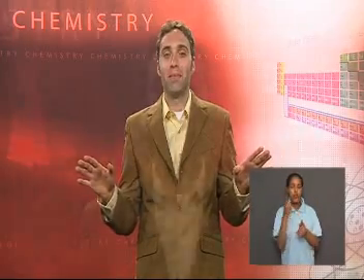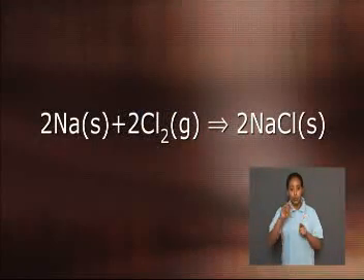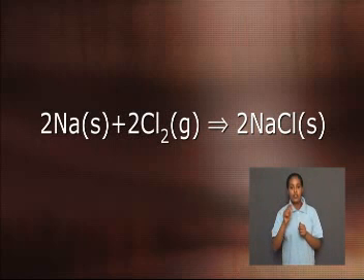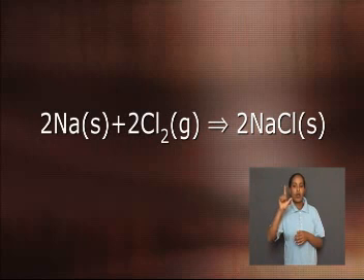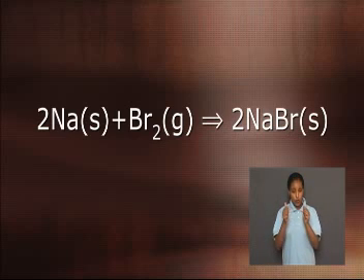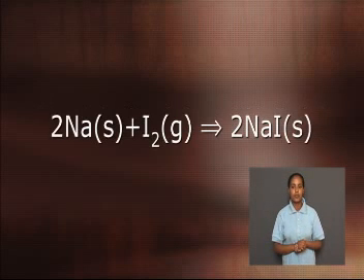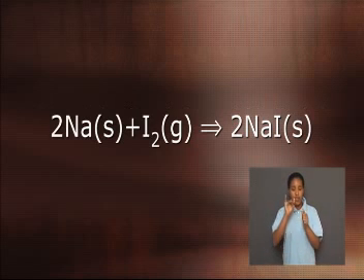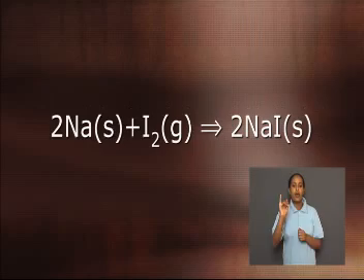Hello, everyone. I am sure that your chemical equations are all balanced and correct. Let us go through them together so you can check your answers. When sodium reacts with chlorine, it forms the product sodium chloride. When sodium reacts with bromine, the product sodium bromide is formed. When sodium reacts with iodine, the product sodium iodide is formed.